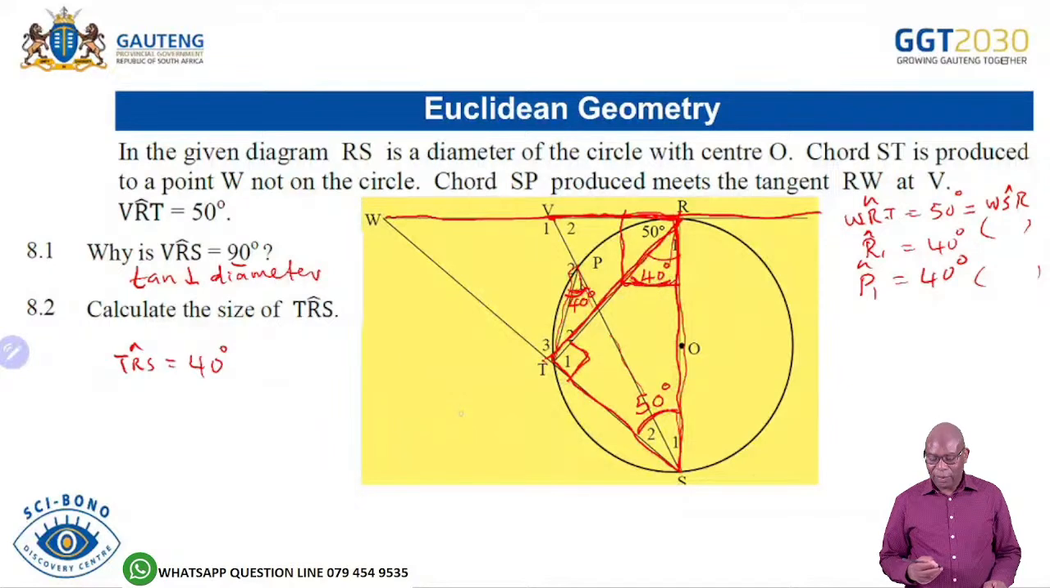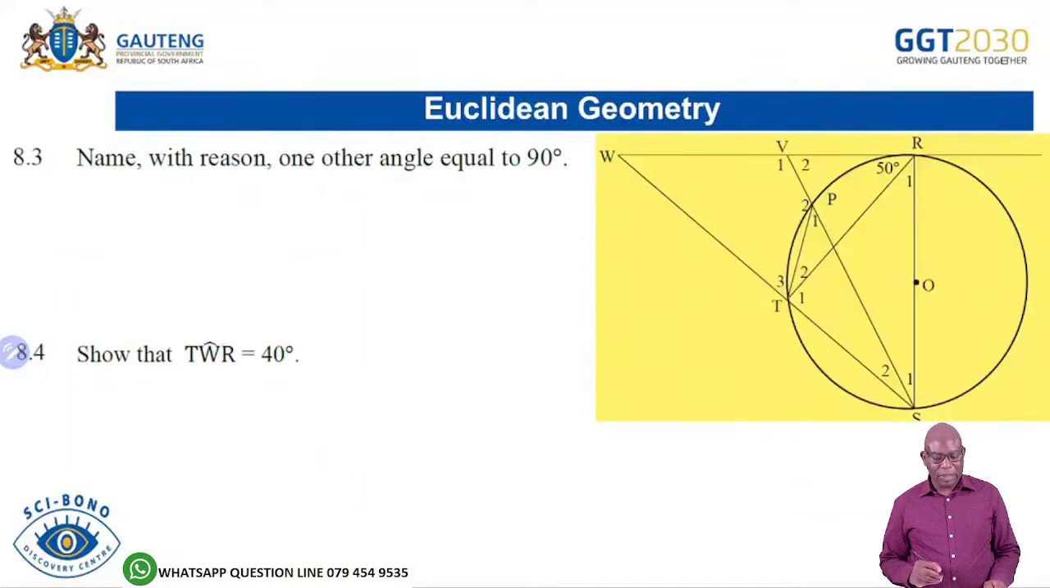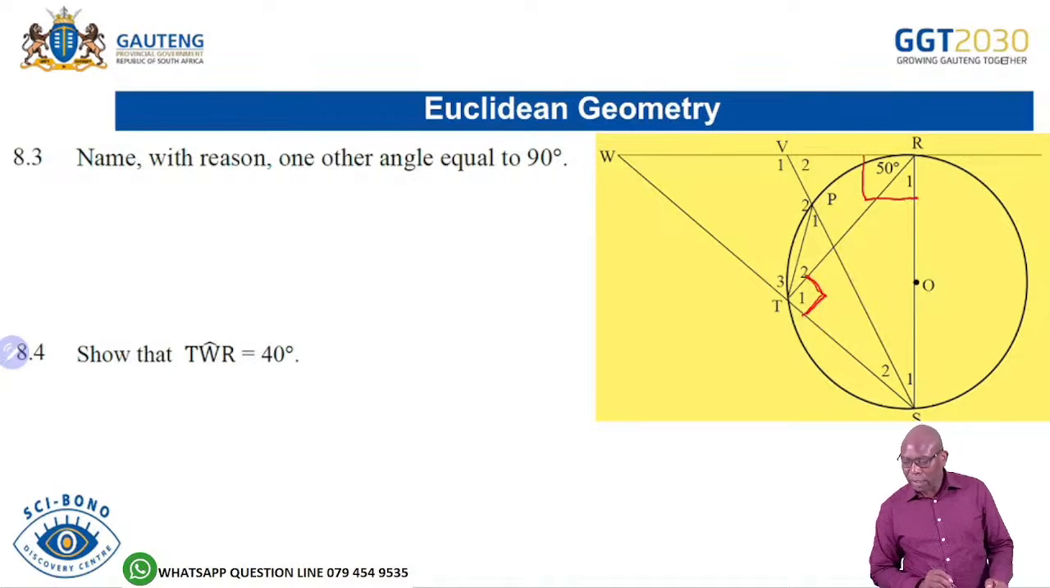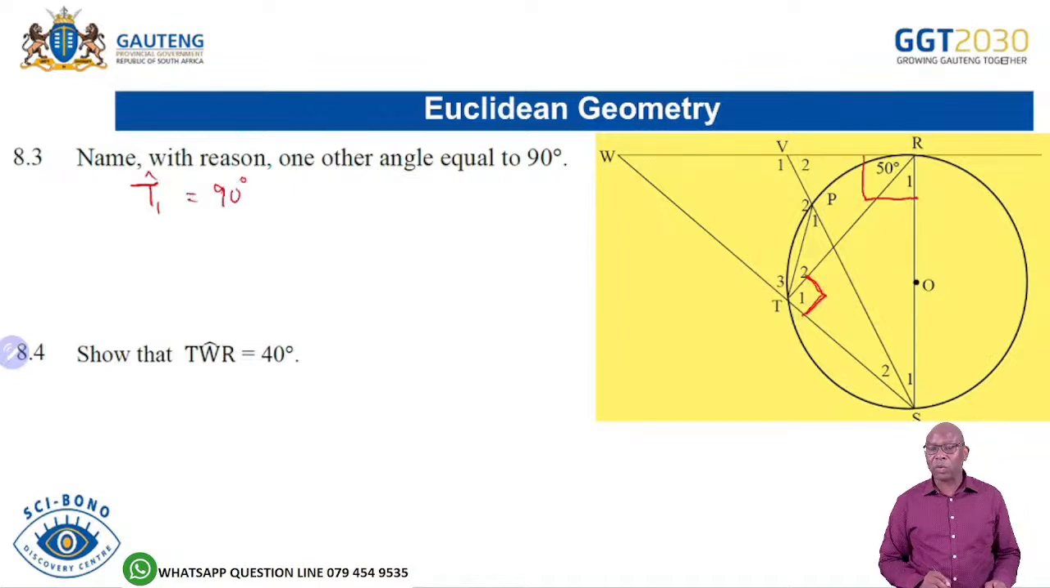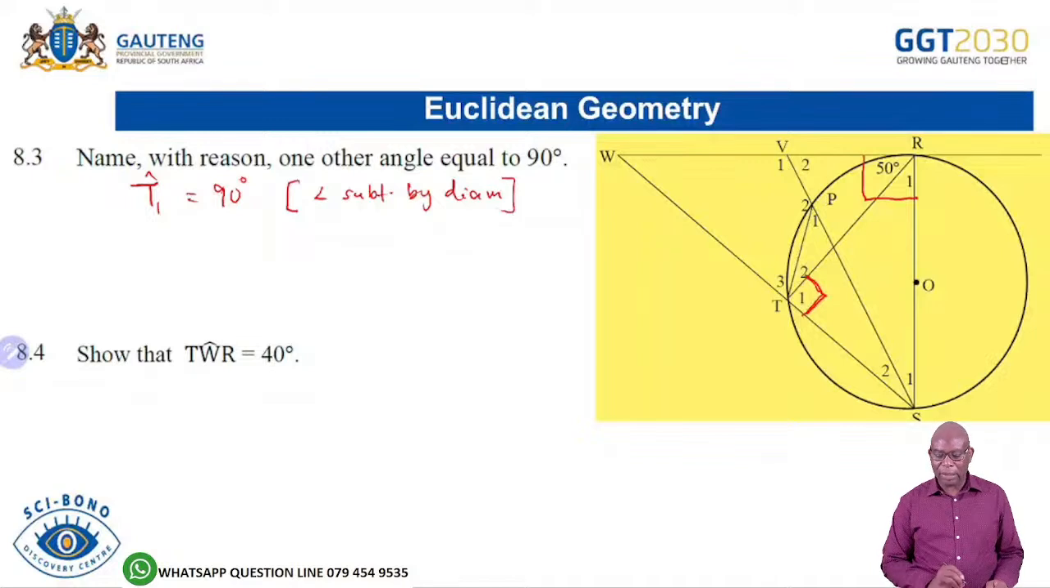Okay. Right. The next question says, name with reason one other angle equal to 90. Do you still remember that? We got that angle to be 90, and this is 90, and they say one other angle equals to 90 and the reason. So which other angle equals to 90? Angle T1. So I'm going to get angle T1 equals to 90 degrees. There's one other angle equals to 90, and my reason there will be angle subtended by a diameter. Or if I don't want to write this, then I can write, say, angle in a semicircle. That's an easy one to write.